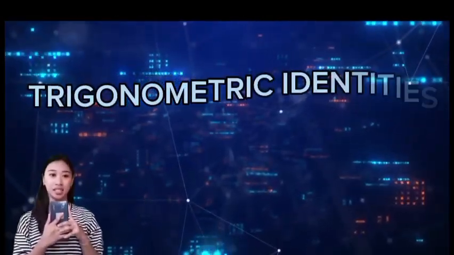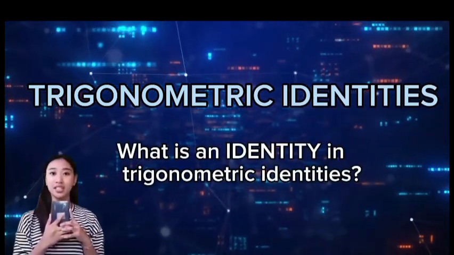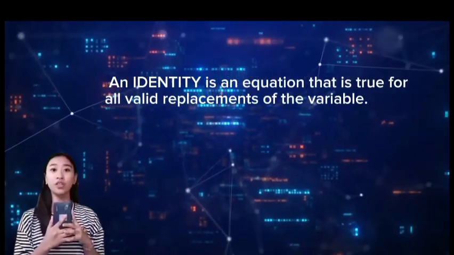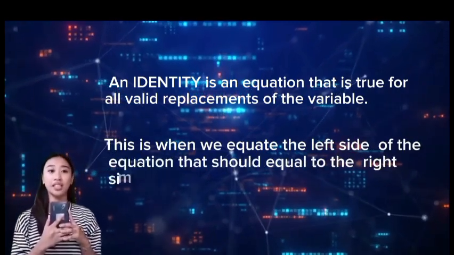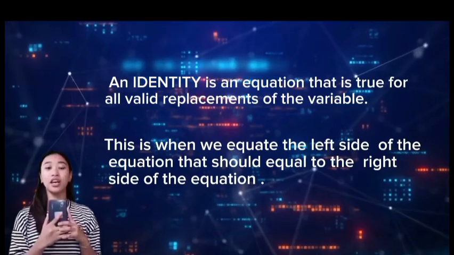Trigonometric identities. What is an identity and what are trigonometric identities? An identity is an equation that is true for all valid replacements of the variable. This is when the left side of the equation should be equal to the right side of the equation.